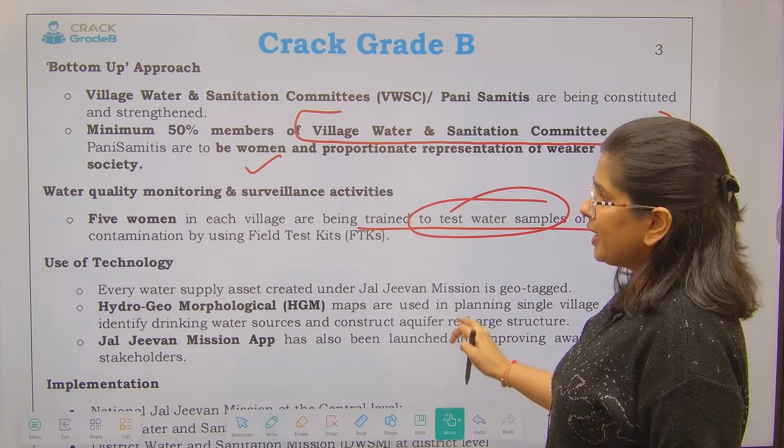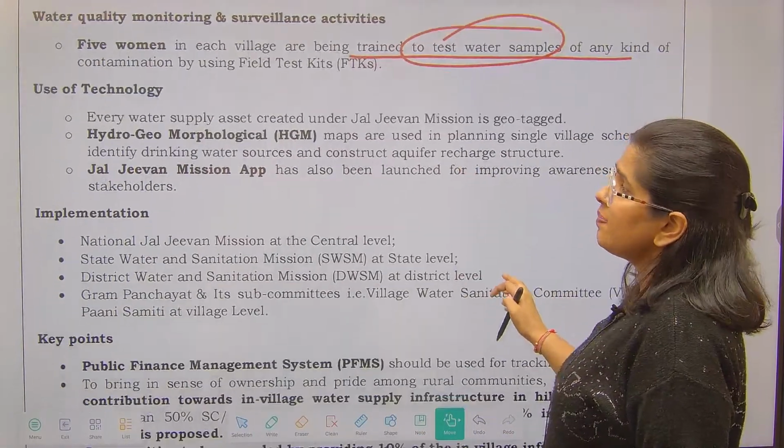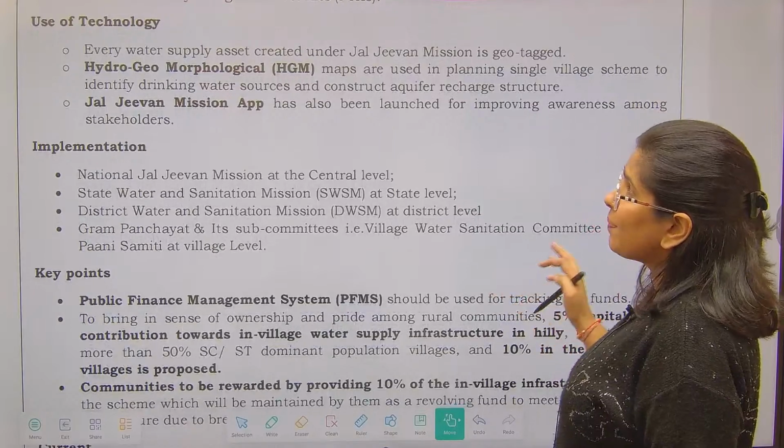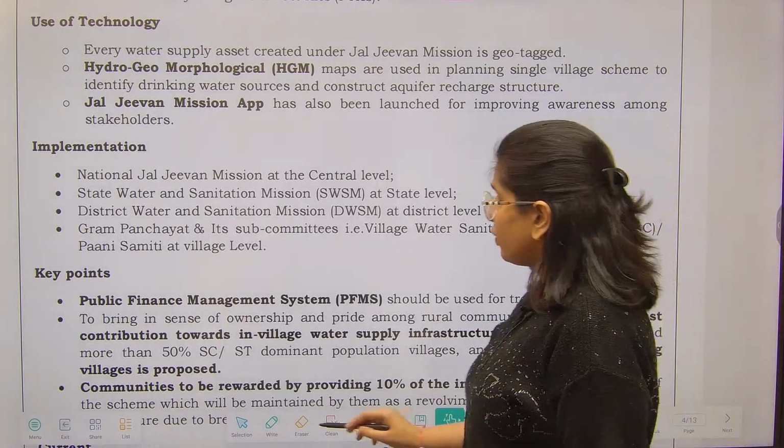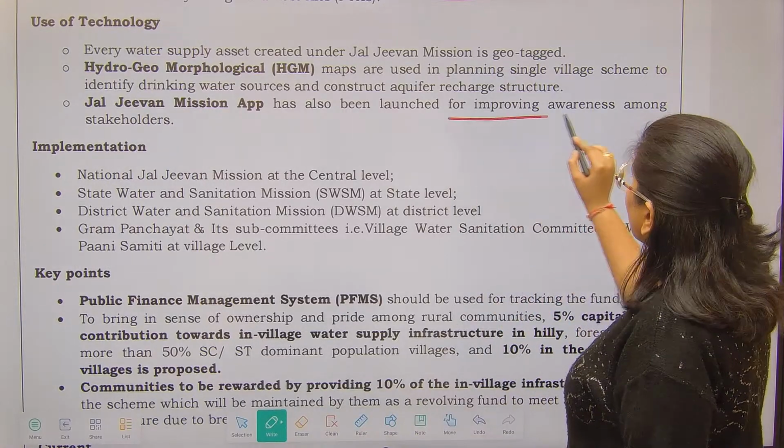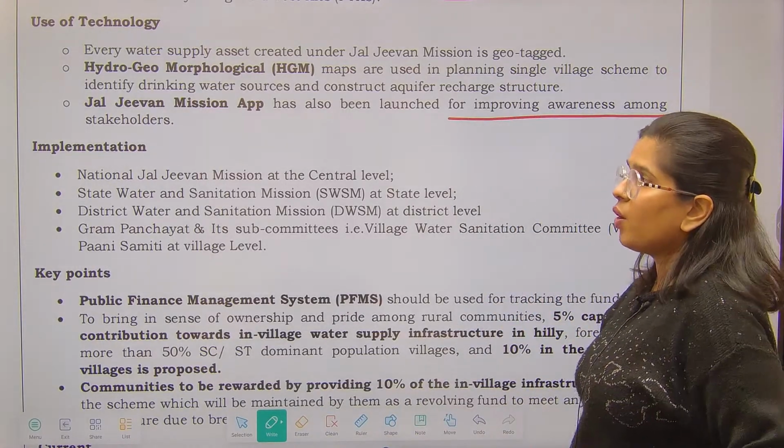Now moving ahead and talking about use of technology, so hydrogeomorphological maps would be there for planning single village schemes. Jal Jeevan Mission app would be there, where we will be improving awareness among the stakeholders.